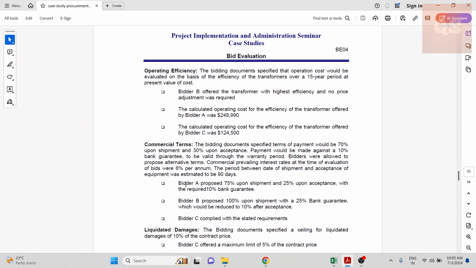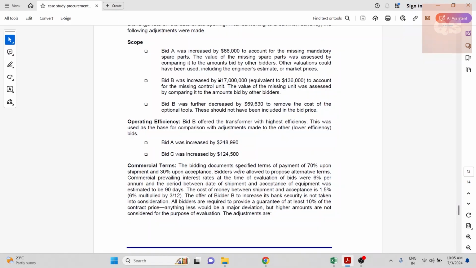To understand how the calculation is done, you see here the bidding document specified 70% upon shipment and 30% upon acceptance, and 6% per annum. So the 90 days interest rate will be 6% divided by 12, times 3. 6% is for 12 months, and for 90 days, that is 3 months, it will be 6% divided by almost 4 because it is quarterly. So for that 90 days period of lead time, it will be a 1.5% interest rate.